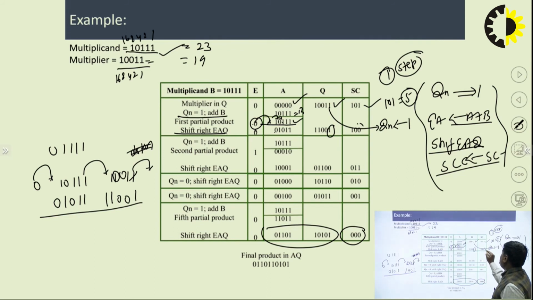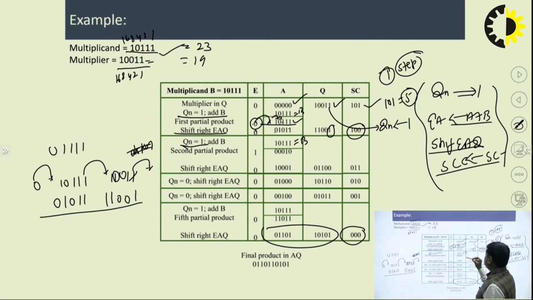Again we check SC. If SC is equal to 0, end the process. If SC is not 0, then again check Qn. 4 is not 0, which means again we check Qn, or what is the value of Qn? Again Qn is 1. Then we process the similar operation. It means A plus B. Now this is A, or now this is the B. Add A plus B and shift one bit to the right side, and SC is equal to SC minus 1. These 3 processes we apply when Qn is equal to 1.